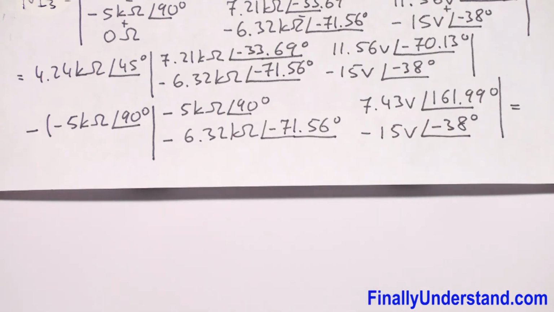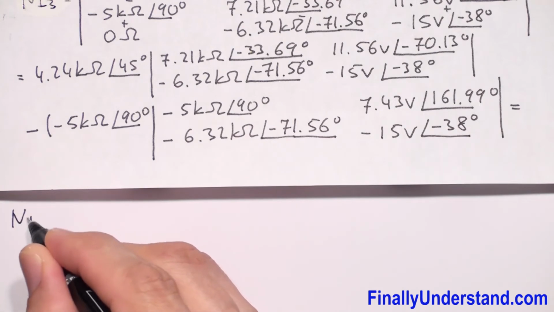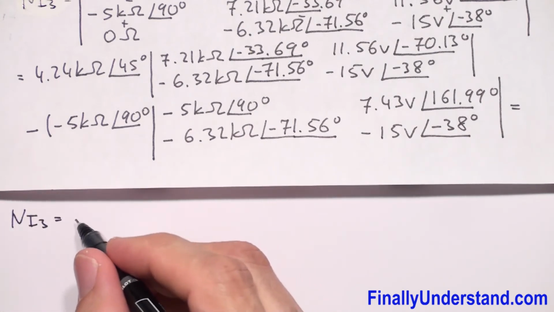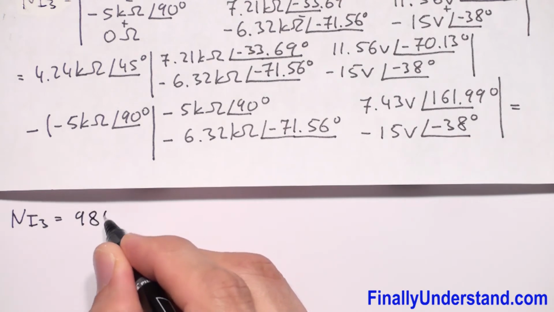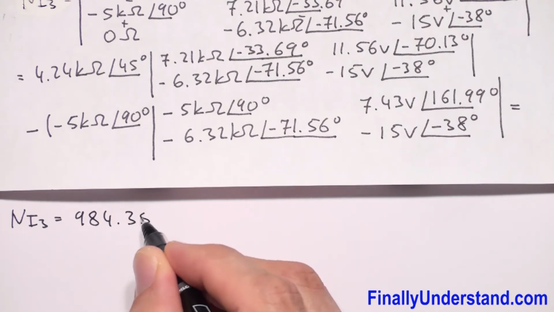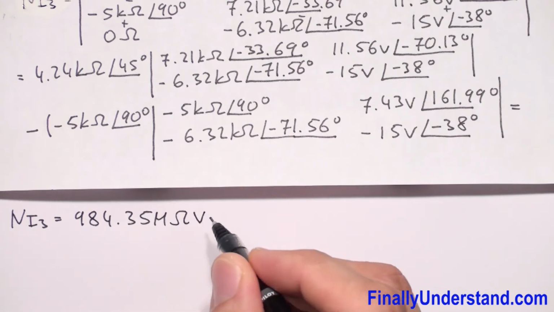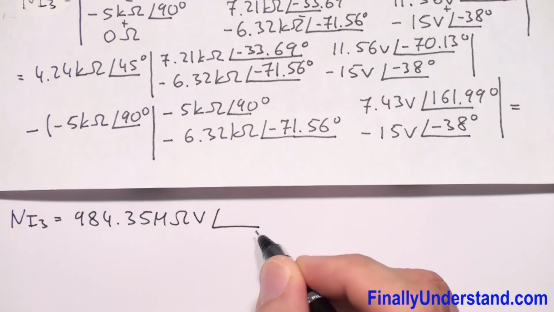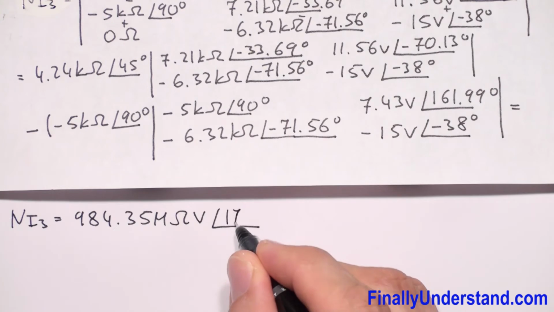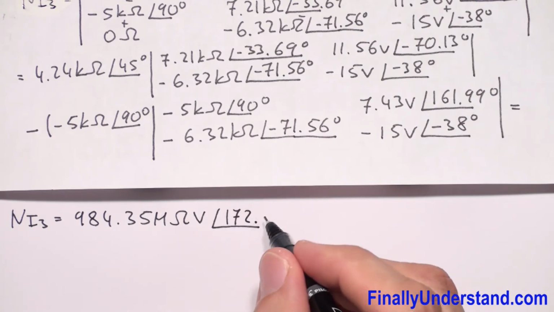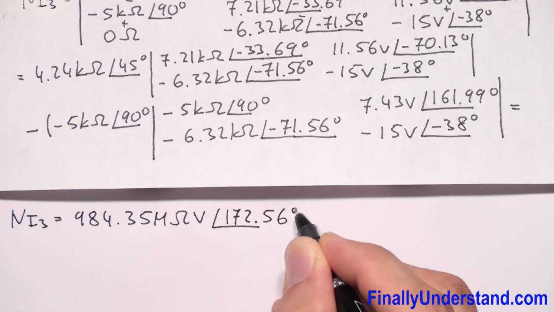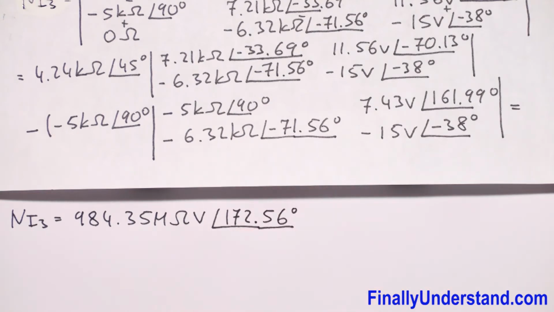So I have Ni3 is equal to 984.35 mega ohm volt and angle of 172.56 degrees. So we found the numbers and I1 and I2 and I3, so we can find the loop currents.